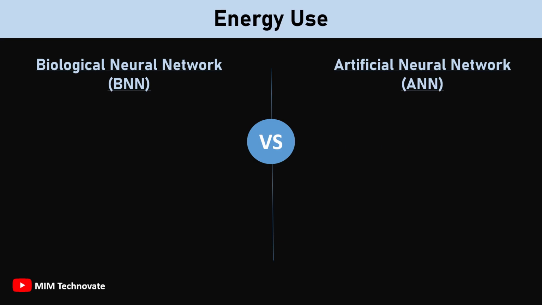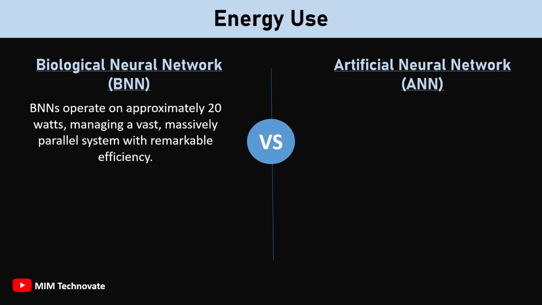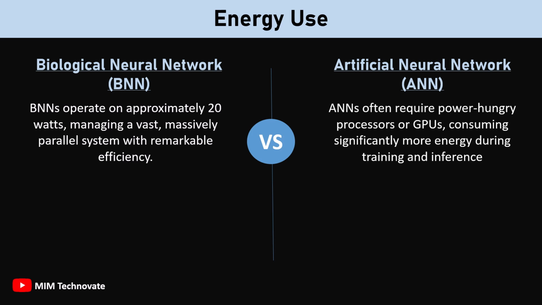Energy use. BNNs operate on approximately 20 watts, managing a vast, massively parallel system with remarkable efficiency. ANNs, in comparison, often require power-hungry processors, or GPUs, consuming significantly more energy during training and inference.